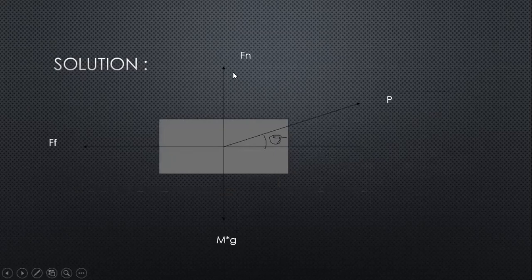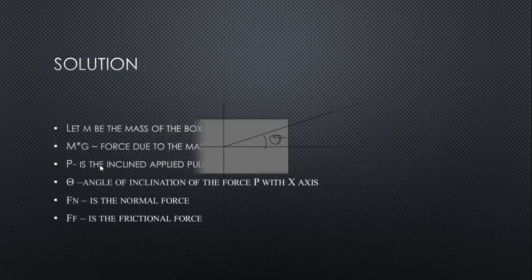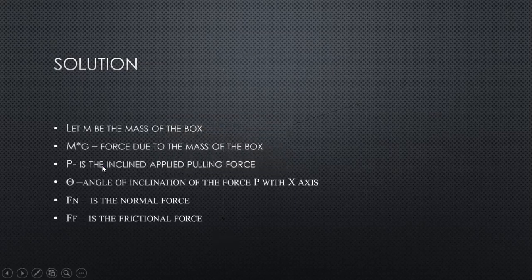Fn will be the normal force, mg is the force acting downward due to the weight, acting on the surface. P is the applied load which is inclined at an angle theta. Ff is the frictional force. Now we want to resolve the forces horizontally and vertically.